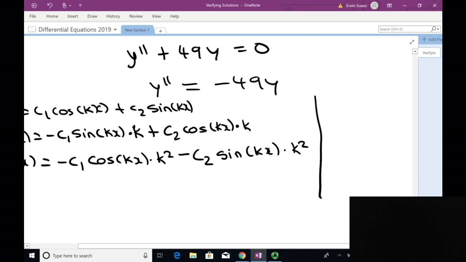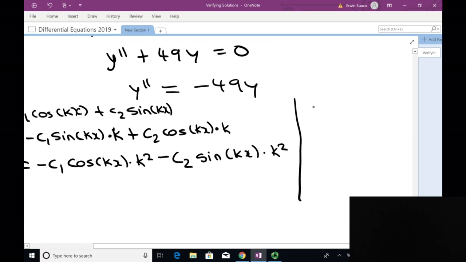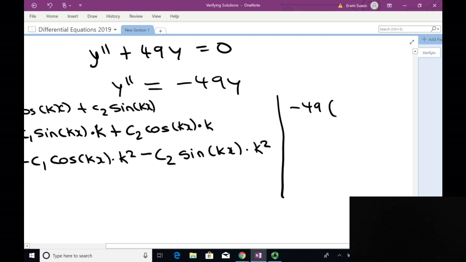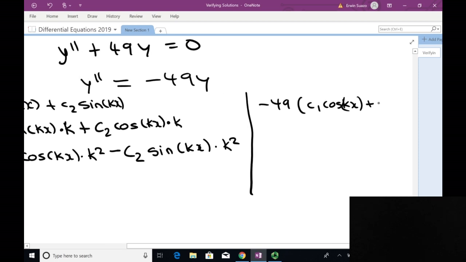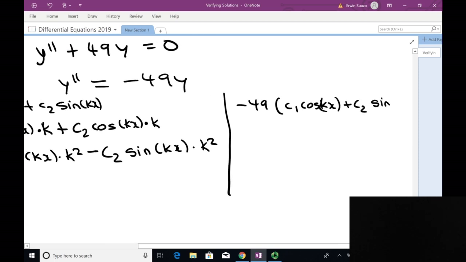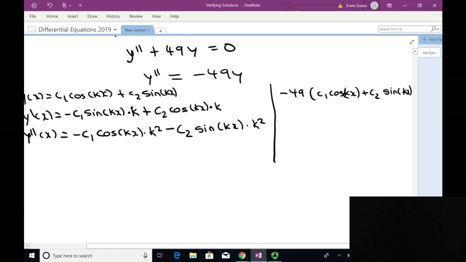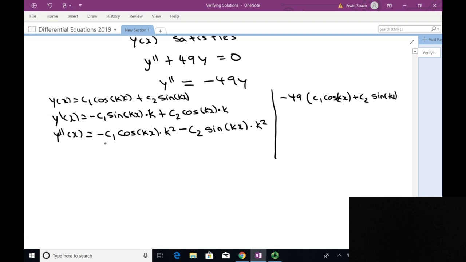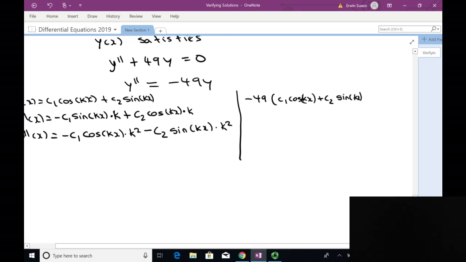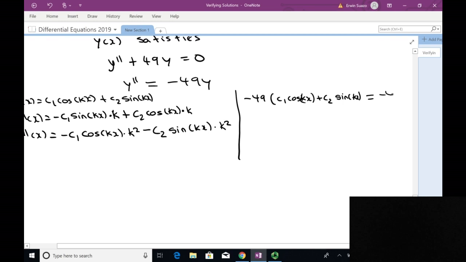Now my left hand side is plus 49y, right? So 49 times y is 49 times c1 cosine kx plus c2 sine kx, right? So how can I make these two similar? I need this guy, y double prime, to look equal to this guy that is minus 49y. So any ideas? What could I do?